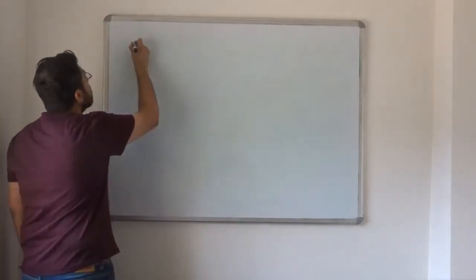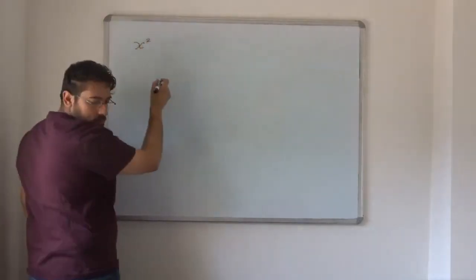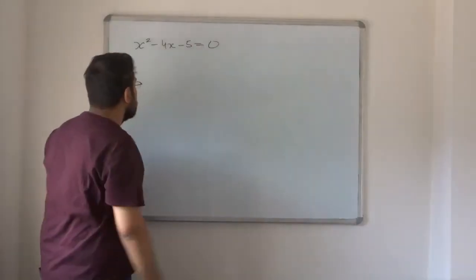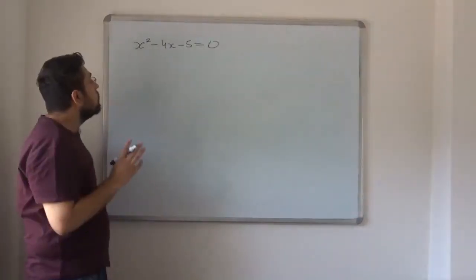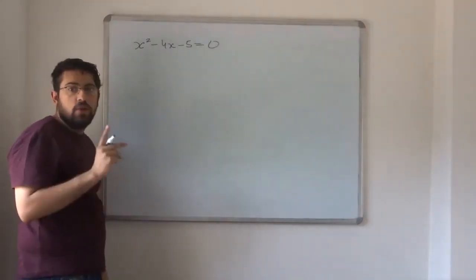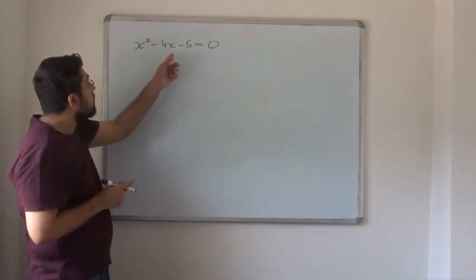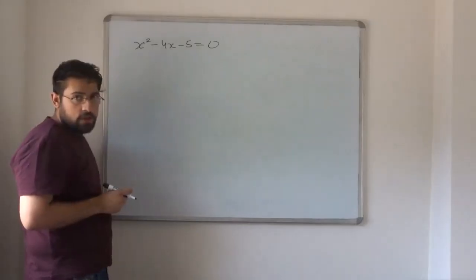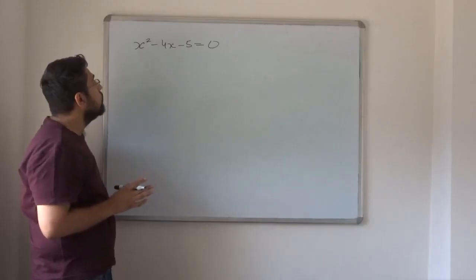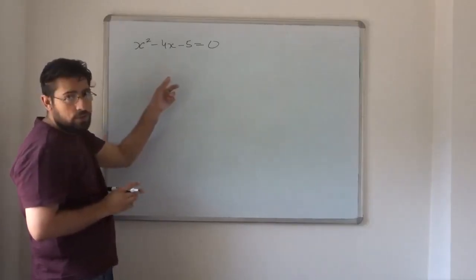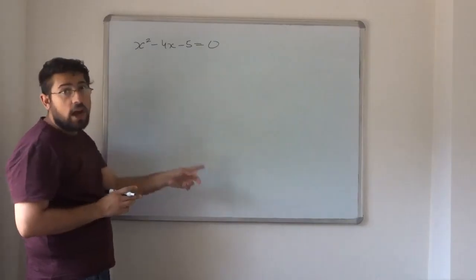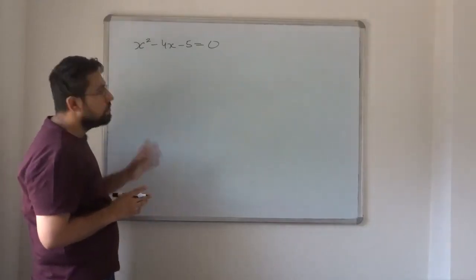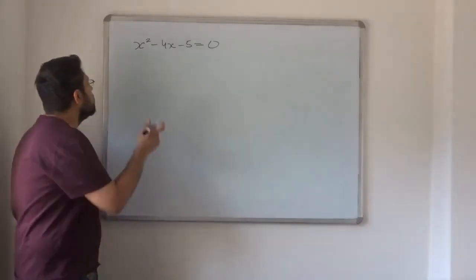So let's go. You have x squared minus 4x minus 5 equals 0. Now, before you start on this, there's one thing that I want to tell you. Whatever value is in front of x, when we have to complete the square, we always take half the value, and then we square half the value and add and subtract that value. Let me just show you what I mean.